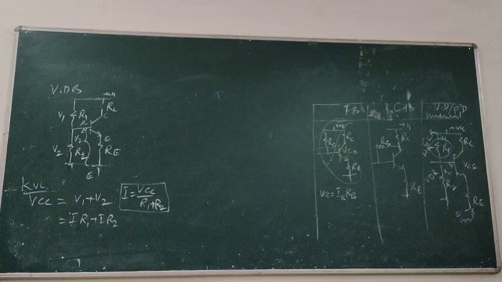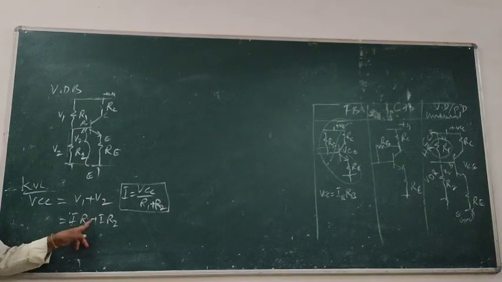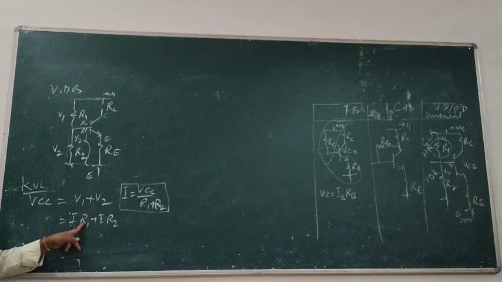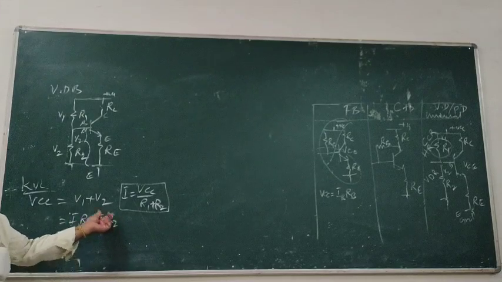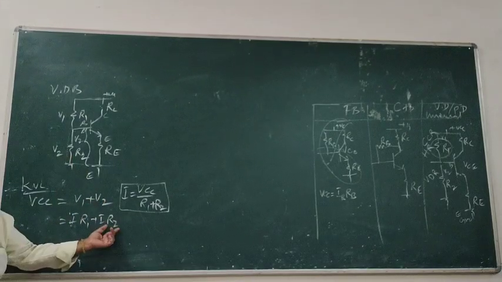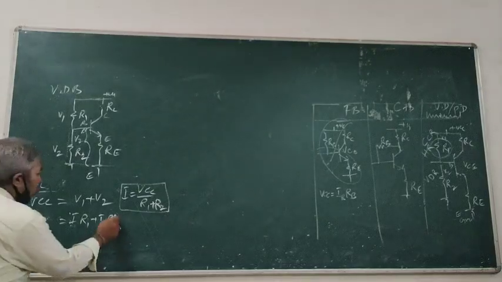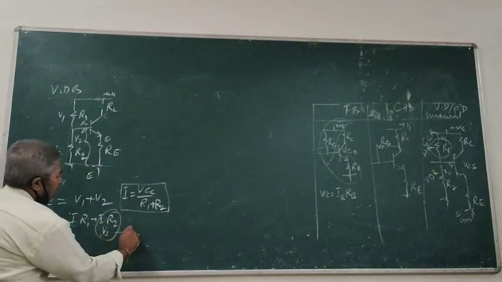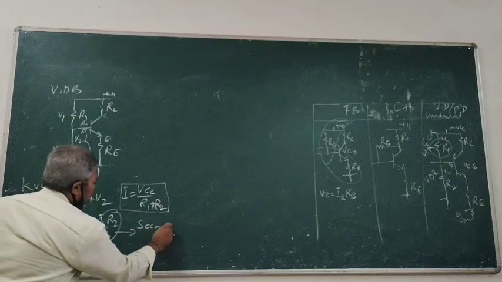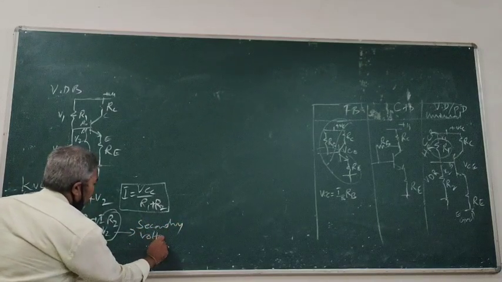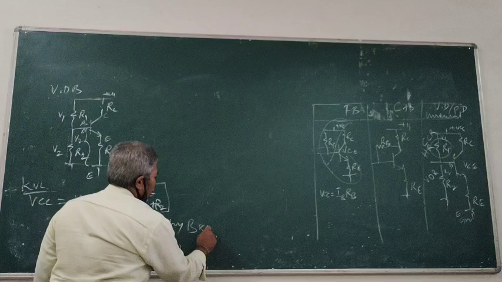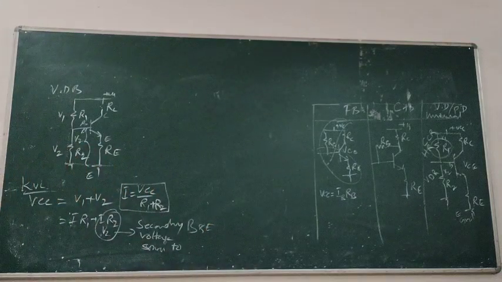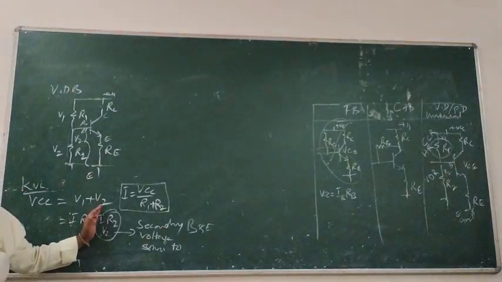Okay, so let us go on. This is I into R1, I into R2. In I into R1 you have very high resistance, so the voltage drop is more. The value of resistor R2 is very less compared to this one, so the voltage drop is very less. This voltage drop, V2, acts as a secondary voltage source to base and emitter. Clear? Once again, from this part Kirchhoff voltage law is exhibited.